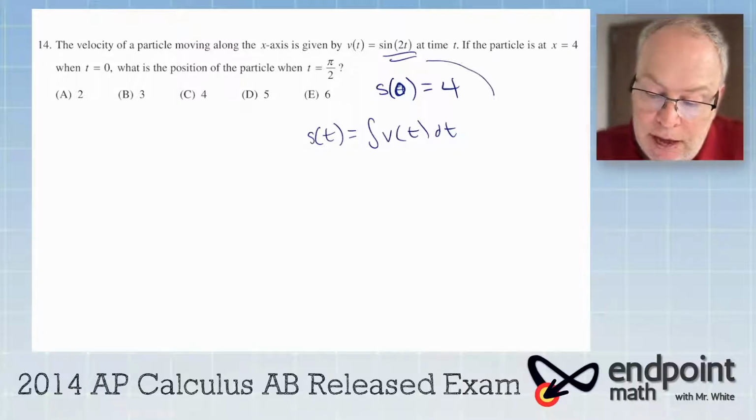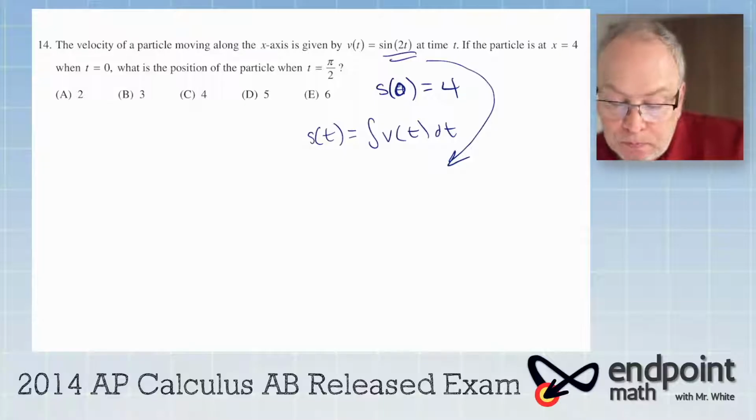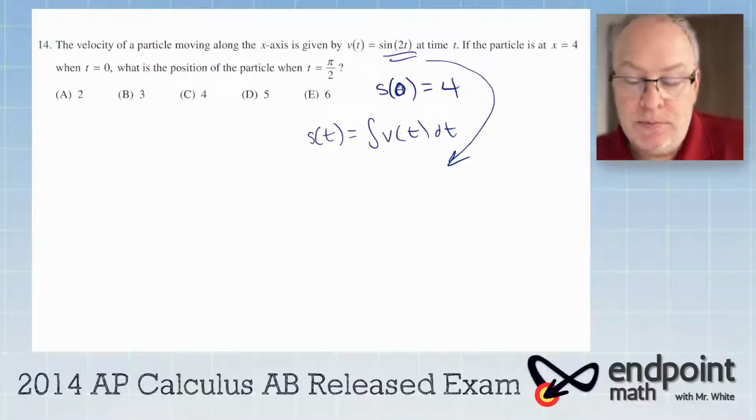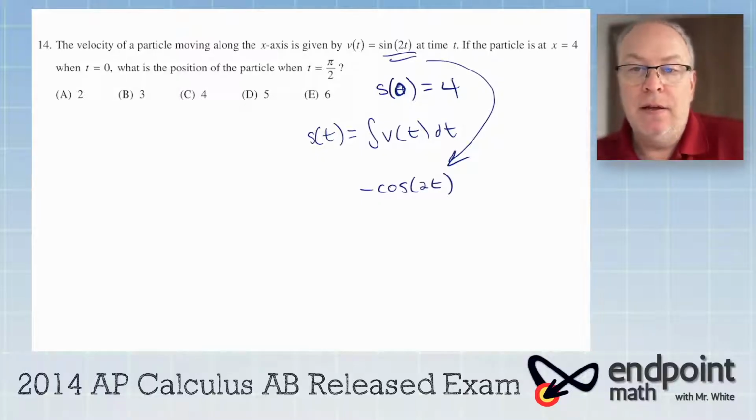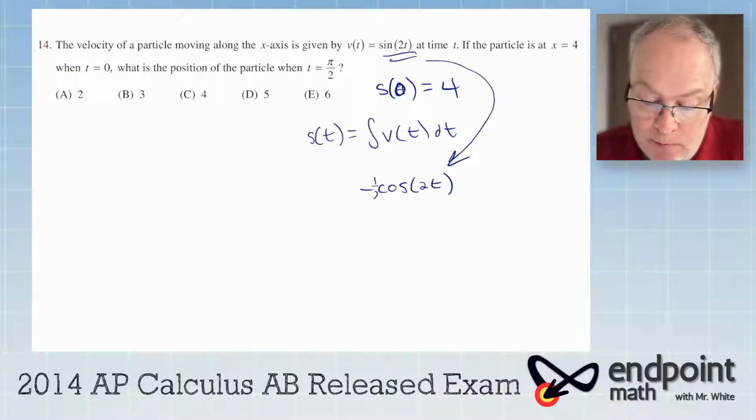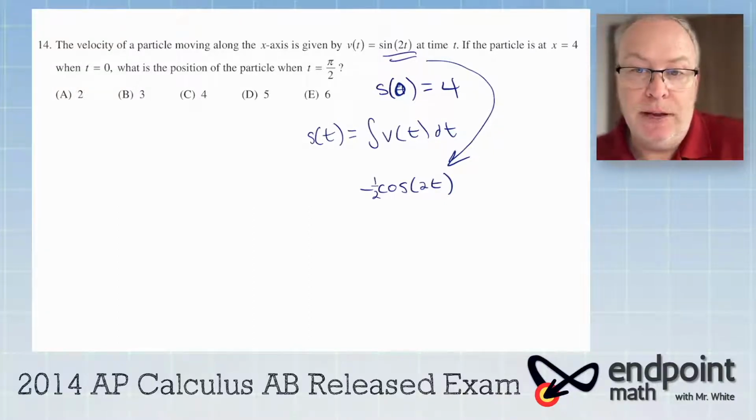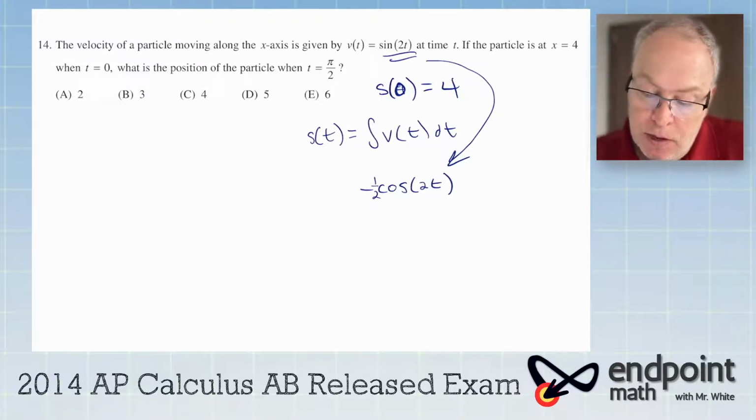So if you do the antiderivative of this, it's a quick little U-substitution, and you end up getting negative cosine of 2t. But don't forget, you're going to have that u equals 2t. So you're going to end up with a 1/2 out front when you divide both sides by 2. All right, try the U-substitution, and you'll see what I mean on that. Plus c equals the position function.